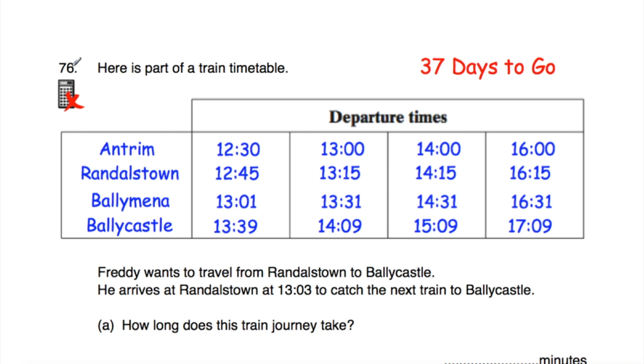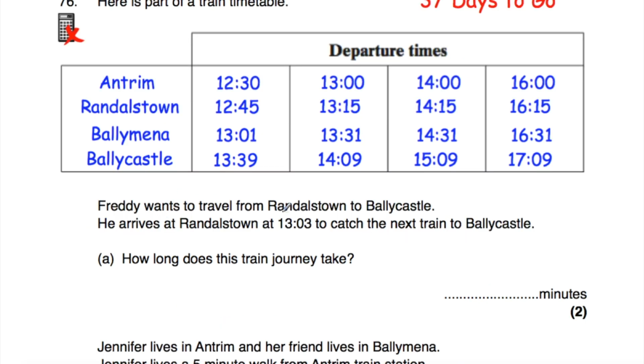Okay, let's have a look at our next question, question number 76. So this is a train timetable, and we've got Antrim, Randalstown, Ballymena, and Ballycastle. And then we're told that Freddie arrives in Randalstown at 1:03. So he arrives in Randalstown at 1:03, so he can't be getting that train, and he catches the next train to Ballycastle. So that's going to be that train there. And he arrives in Ballycastle at 2:09.